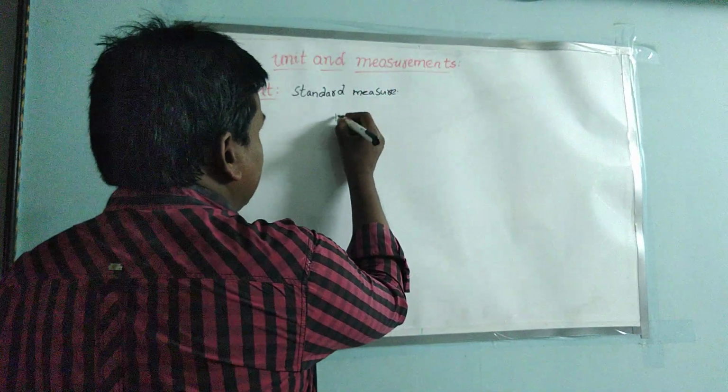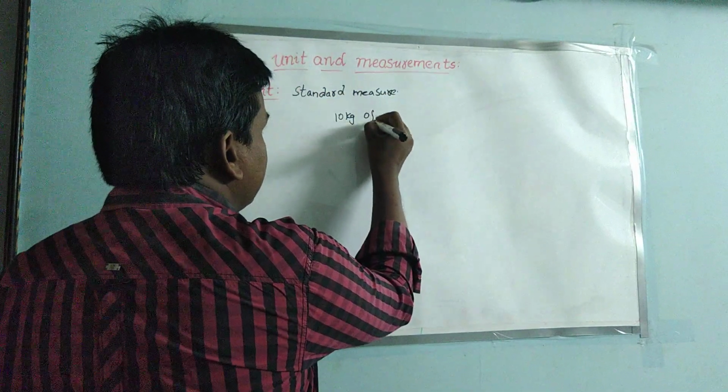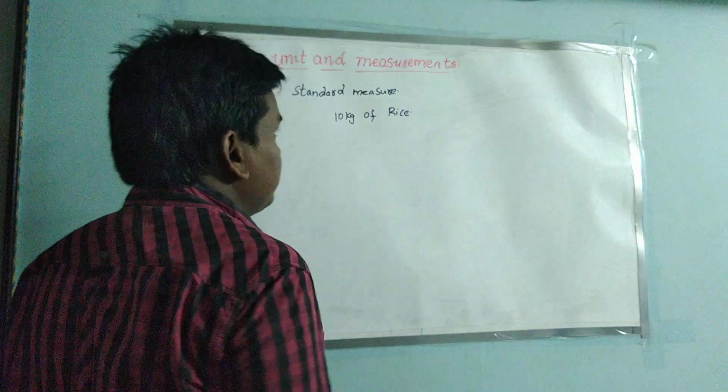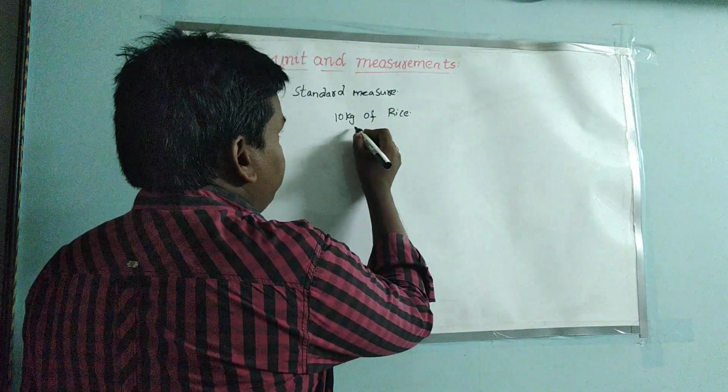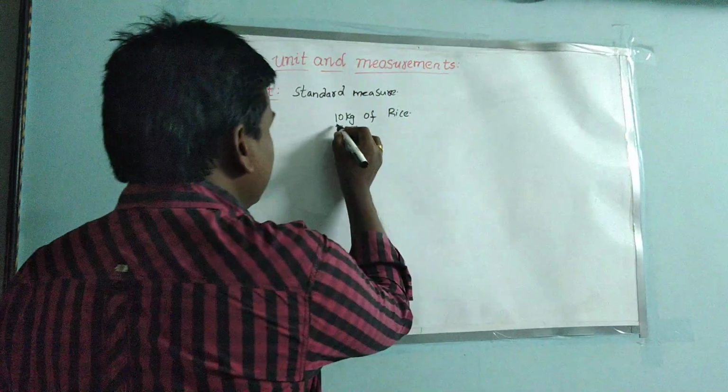And how do we measure a physical quantity? To measure a physical quantity, we require a standard unit, and we have to count how many times that unit is contained in the quantity. For example, if I say 10 kg of rice, here 10 kilograms is a physical quantity of mass, and the unit repeats 10 times: 1, 2, 3, like that 10 times. So that is how we measure a physical quantity.